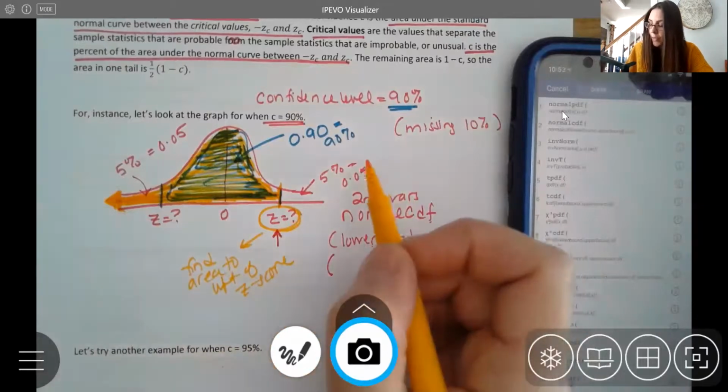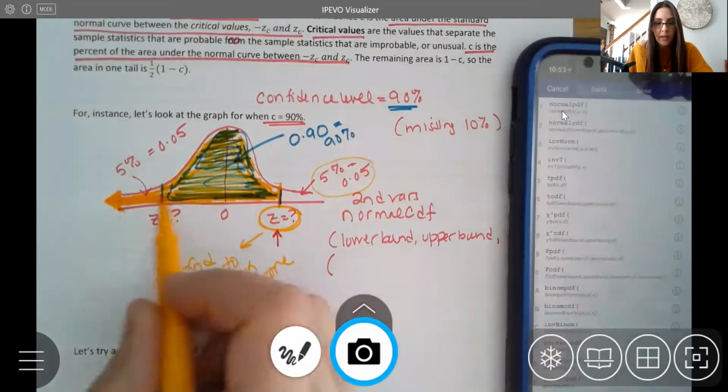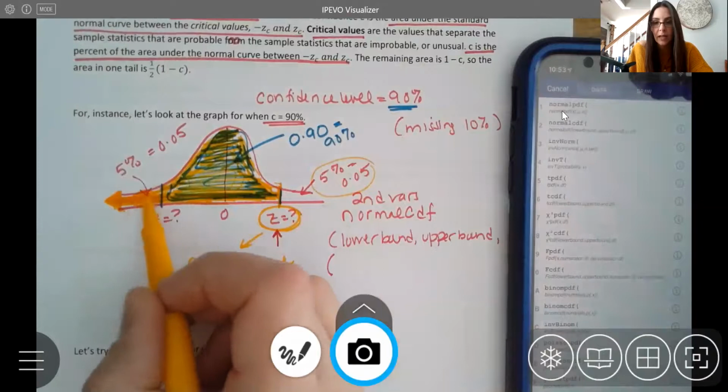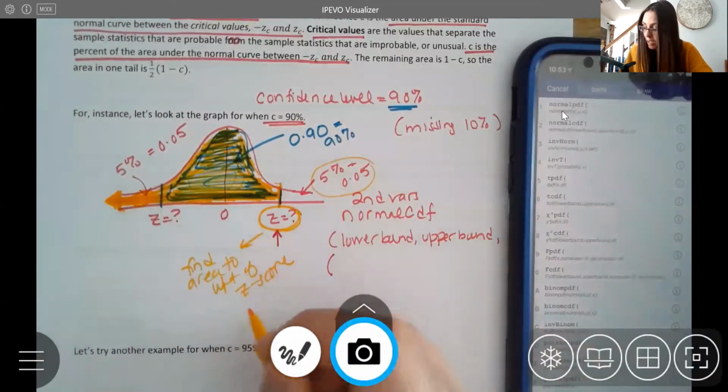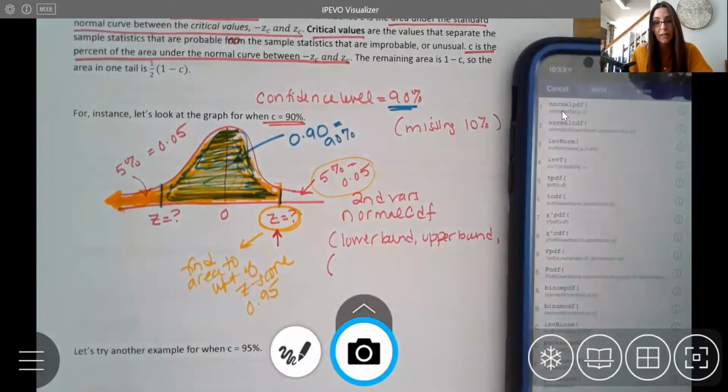Okay, so think about it. If I have 5% in the right tail, then how much do I have to the left? Well, I have 90% in the middle and another 5% here. So I have 95%. So 0.95 is the area to the left of the z value that I want.